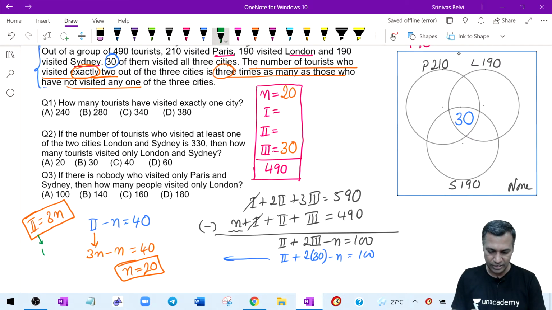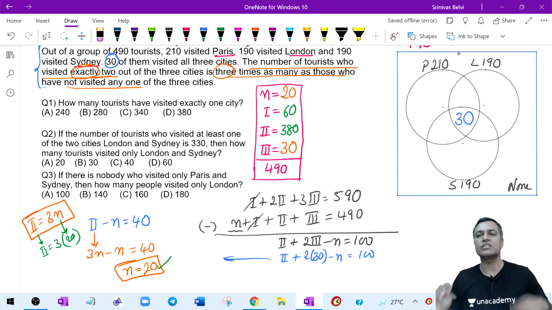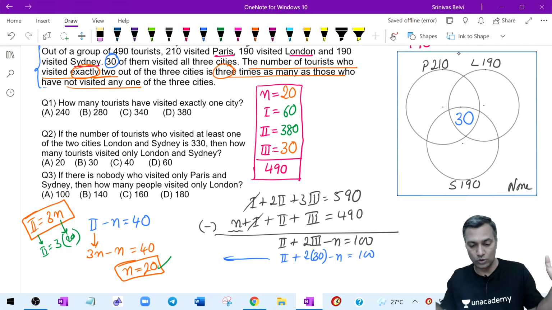Region 2 is equal to 3 times n. What is the value of n? You just found out, it is 20. Therefore, this is 60, and 2 times this is 60. Okay, so out of 490, I know the breakup. There is 20 here, 60 here, and 30 here, which adds up to 110. Therefore, I can write the remaining as 380, out of 490, after subtracting the other 3 numbers available. My stage 2 is ready, which means I'm ready with the nuts and bolts of the problem.